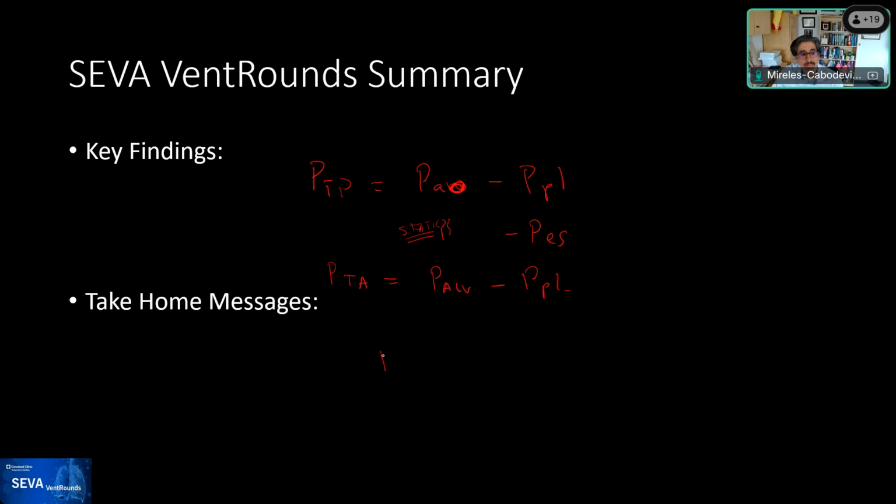So, take-home messages: read more waveforms with esophageal pressure. Look at your end-tidal CO2, your flow, and your pressure waveforms. All of them have key information for you to see.